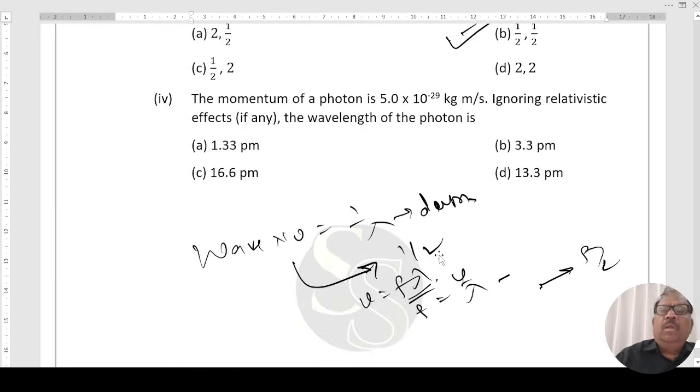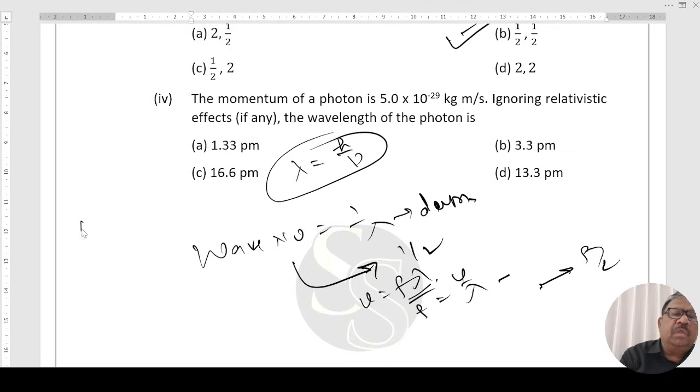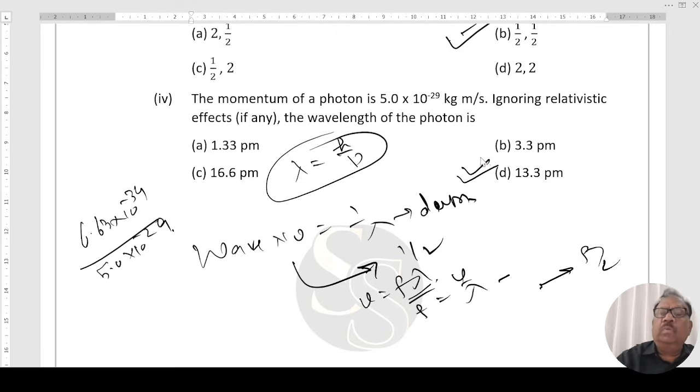Next part: momentum of this, ignoring relativistic effects. The wavelength of the photon is lambda equal to h by p. Lambda equal to h by p. h is 6.63 times 10 to the minus 34 upon 5.08 times 10 to the minus 29. On simplification, the correct answer comes out to be 13.3 pm. That is, D is the correct answer. Right?